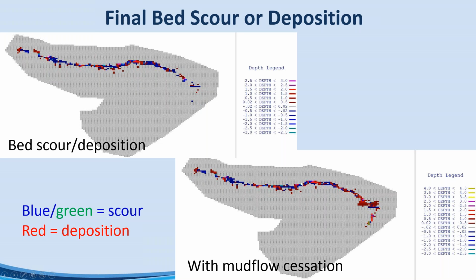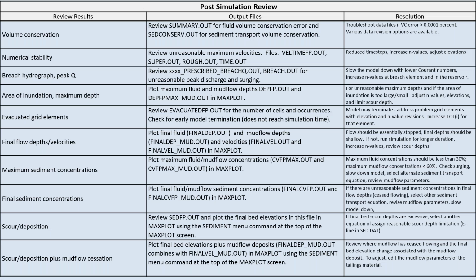With the mud flow cessation, you can make yourself one general bed change plot if you wanted to, where the mud flow depth is added to the scour depth and the bed scour and deposition from the fluid, and you can see the overall change in bed here. So you do get some scour downstream from the fluid, even though most of the issue is sediment deposition. You can still have some lowering of the topography where the water scours.